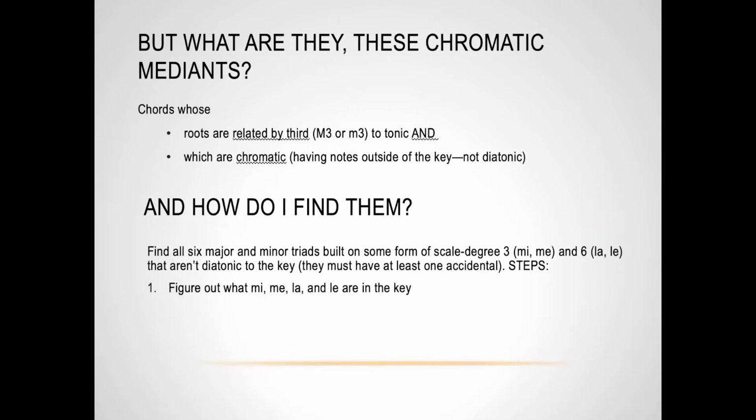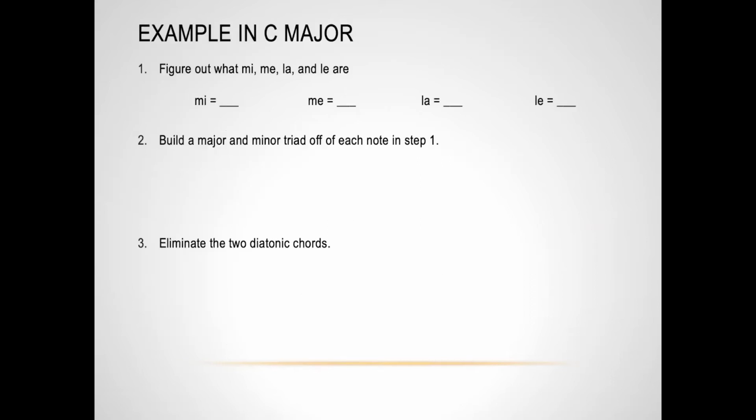The steps to do this: first, figure out what mi, me, la, and lay are in the key. Then build a major and minor triad off of each note that you just figured out. And then eliminate the 2 chords that do not have any chromatic notes in them. That's the process. Now, I want to walk you through this process in the key of C major.